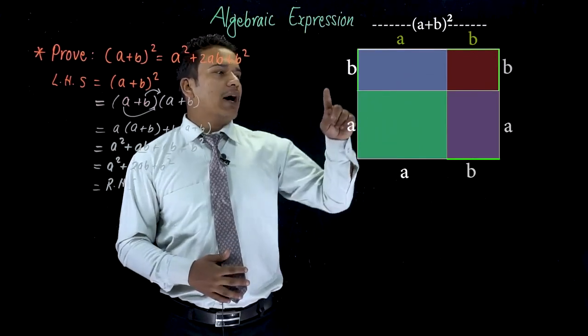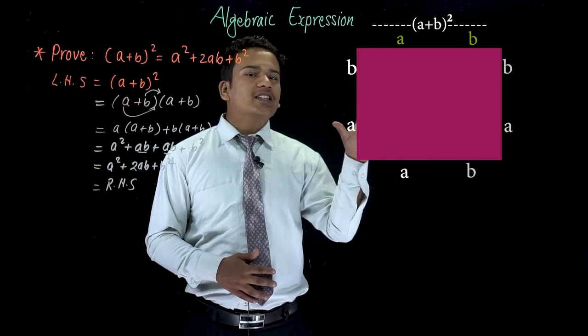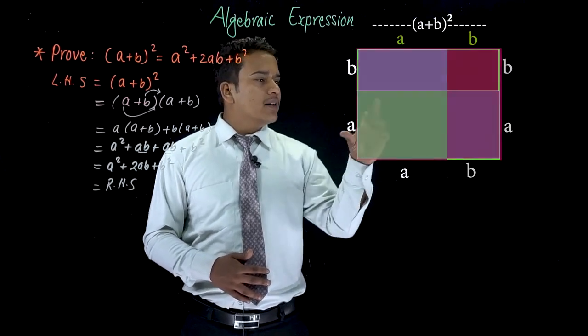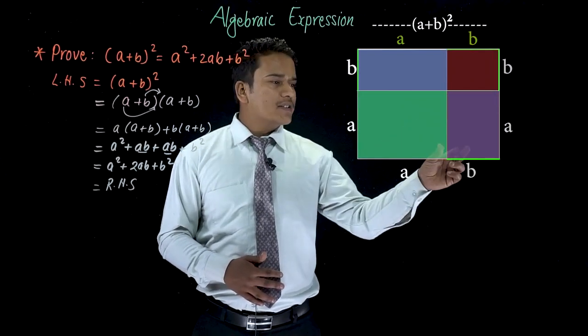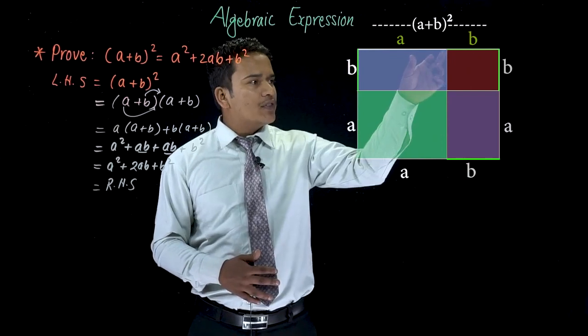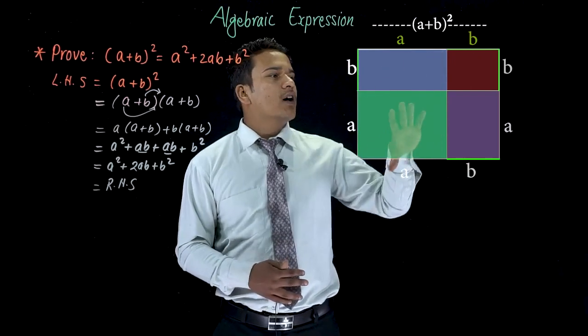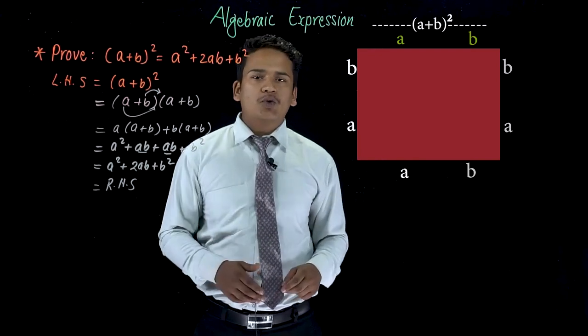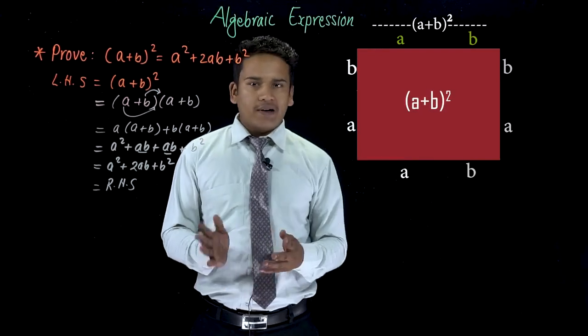Now let's have a look at this bigger square. To get this big square, we need to add four portions here. The first one, a square. The second one is a rectangle. The third one, it is again a rectangle. And the final one there is a square. If we add all these portions, then we get the whole one. Since we need to get (a + b)², the whole square is (a + b)², right?